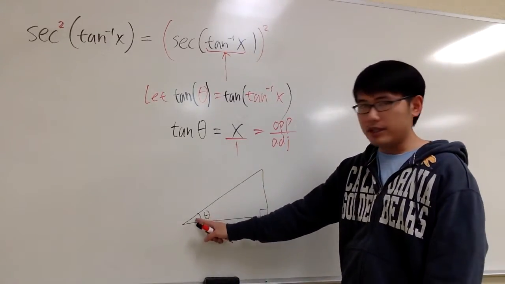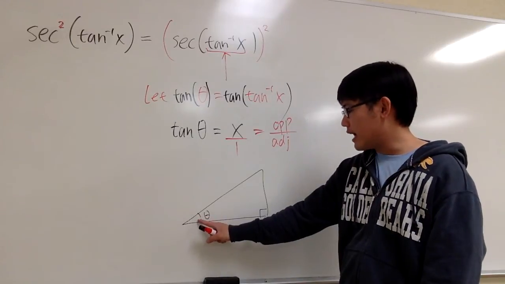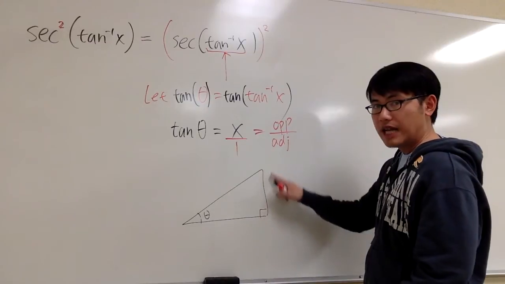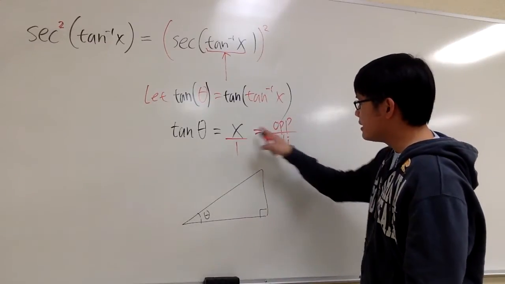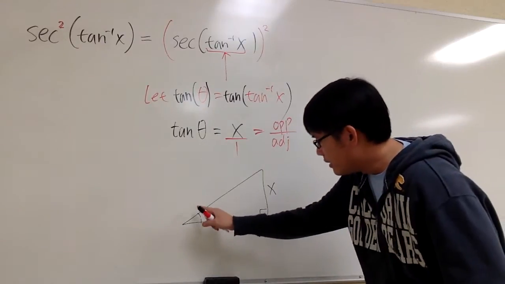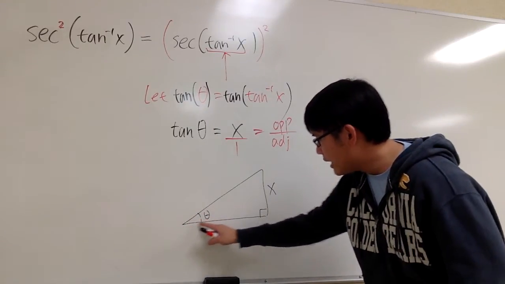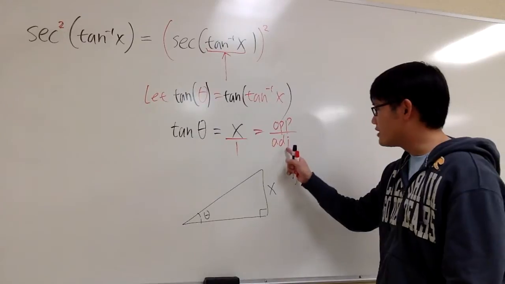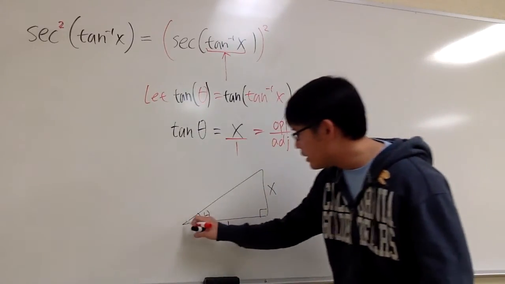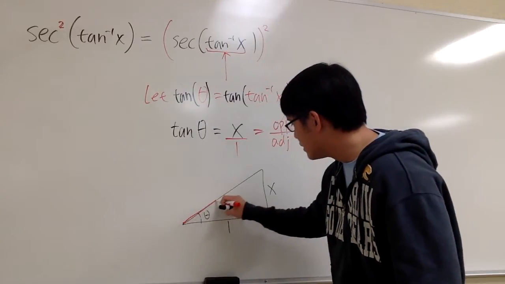Based on my angle choice, I call this angle theta. That means the opposite side will be right here. This is the opposite side, and opposite is equal to x, so label this as x. And based on the theta right here, this side is adjacent, and adjacent is equal to 1. I will put 1 right here. And I have to figure out the hypotenuse right here.